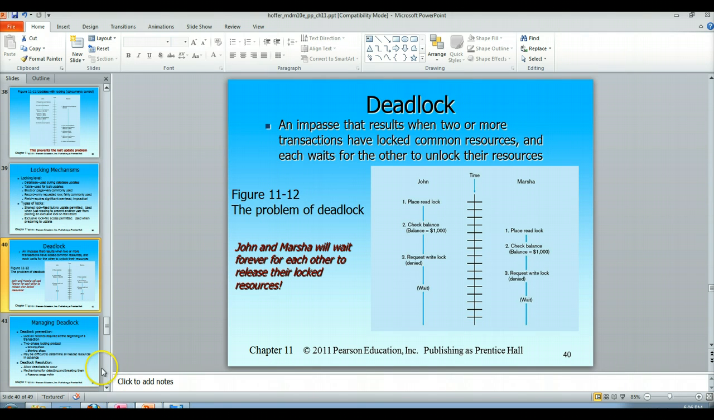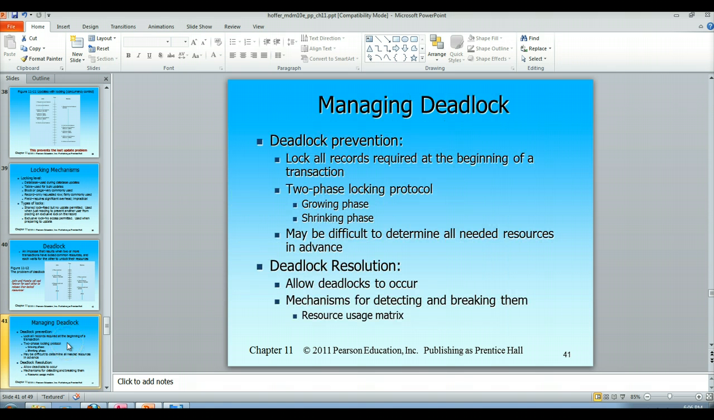And literally, what happens is you can either prevent it. Maybe you don't give the shared lock, or you kill any other locks that are associated with an account before the transaction starts. You can have a two-phase locking protocol. There's a growing phase and a shrinking phase. And it may be difficult to determine if all the needed resources are available in advance, which makes deadlock prevention tough. So then we come to the realization that a deadlock is going to occur and does occur.